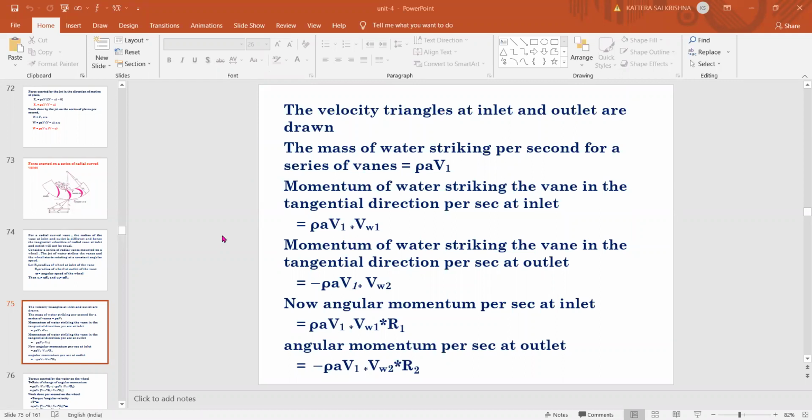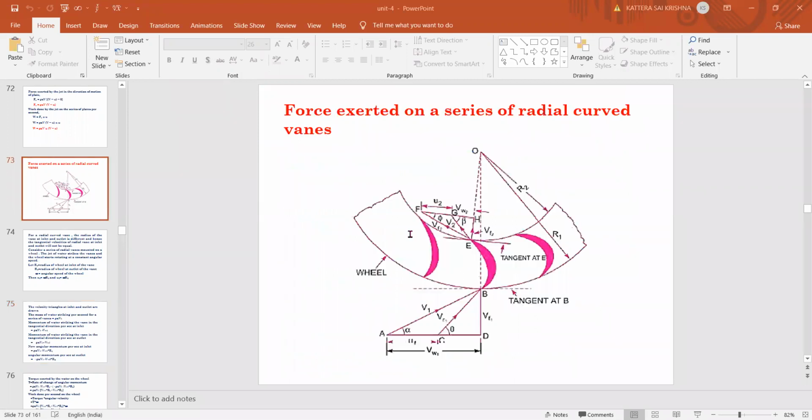Right. So next we are going to calculate the momentum of water. So momentum, already we know, is mass into velocity. So here in the tangential direction, if you see, the velocity will be VW1. Right. So remember, the tangential direction is this one. This is the tangent at the inlet. You can see VW1 is the tangential velocity at the inlet.